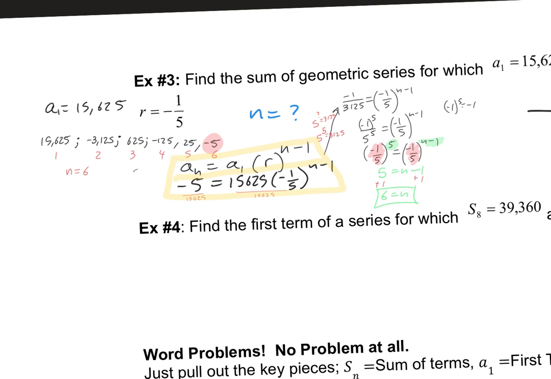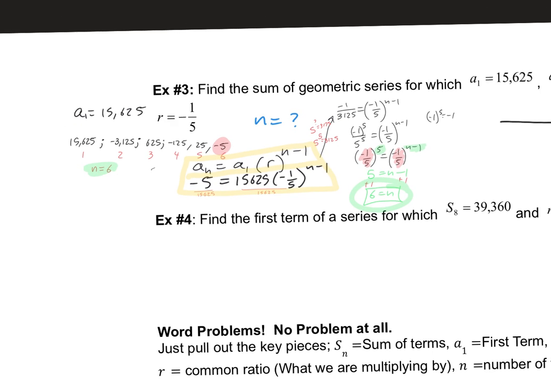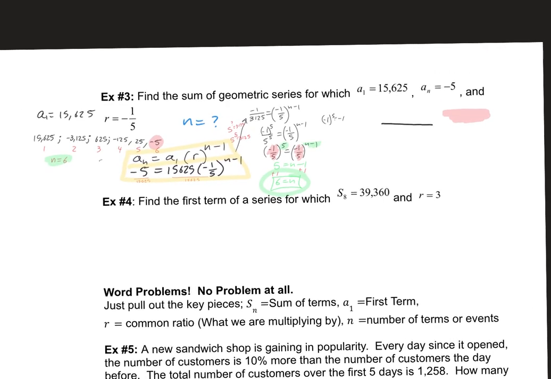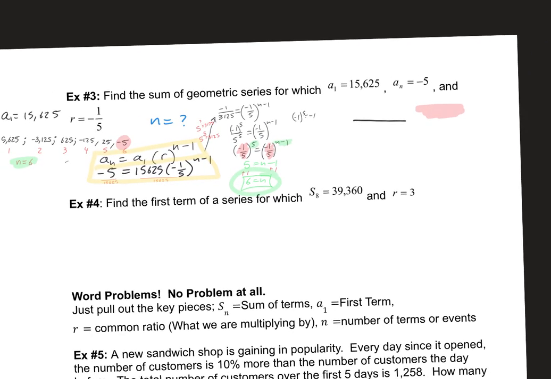All right, all of that, I know this is super fun, was just to find out that the n is 6. Both times we got that the n is 6. So now that we know the n is 6, we can actually find the sum. So let's go back to our original formula that we had on the previous page.